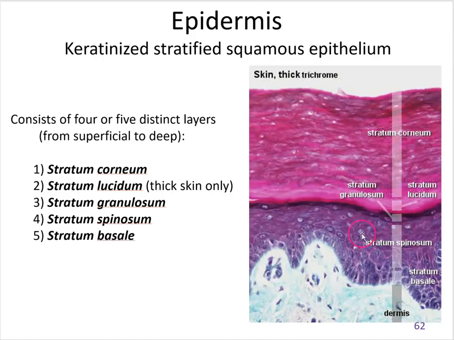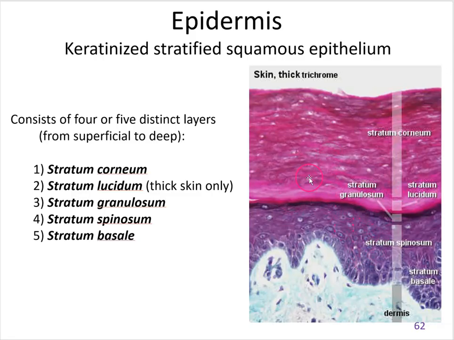Because they keep getting made here, they get pushed superficially. And as they move superficially, they age, and eventually they move towards a process of keratinization. So they're thickly attached to each other, and they fill up with some lubricating oils and things like that, so that they'll be able to move even though they're dead cells.